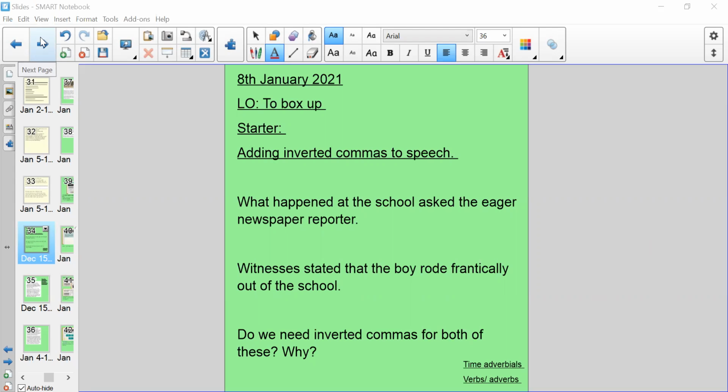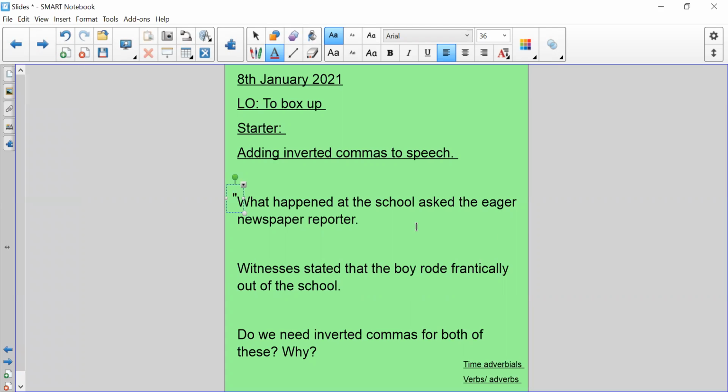Now, the answers for these are as follows. So you should have an inverted comma around what happened at the school, along with a question mark, because it is direct speech. The newspaper reporter is saying it there and then. However, on the second sentence, this is what we call reported speech. It's speech that has already happened, but it is not in the moment, and therefore inverted commas are not needed.